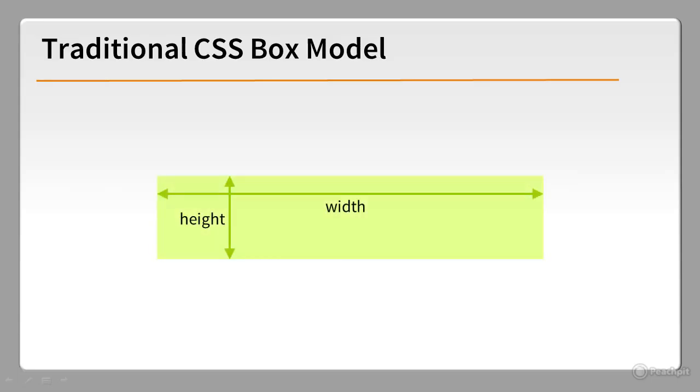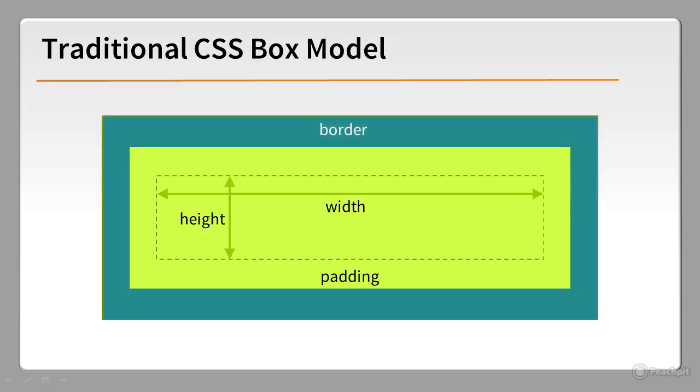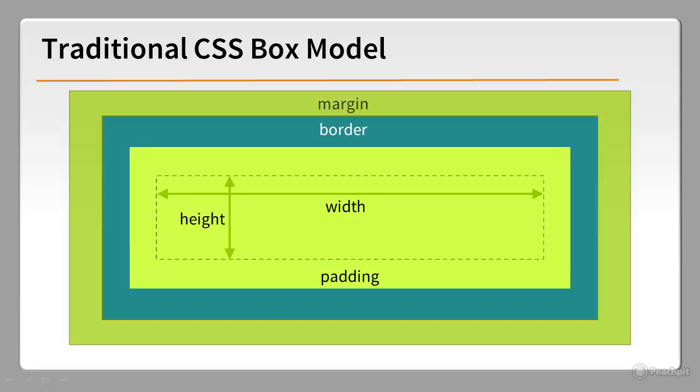So to recap, in the traditional CSS box model, width and height refer only to an element's content. If you add padding to an element, it goes outside the content and adds to the overall dimensions. The element's background stretches into the padding. If a border is present, it goes outside the padding, adding further to the overall size. Margins go outside everything else and do not inherit the element's background. Now, as I say, that's the traditional CSS box model.